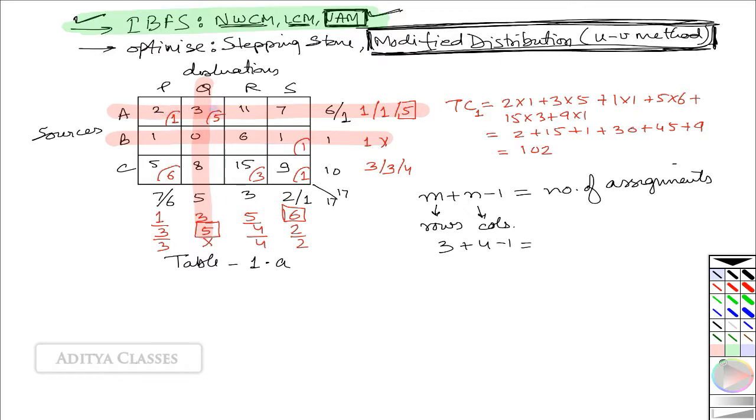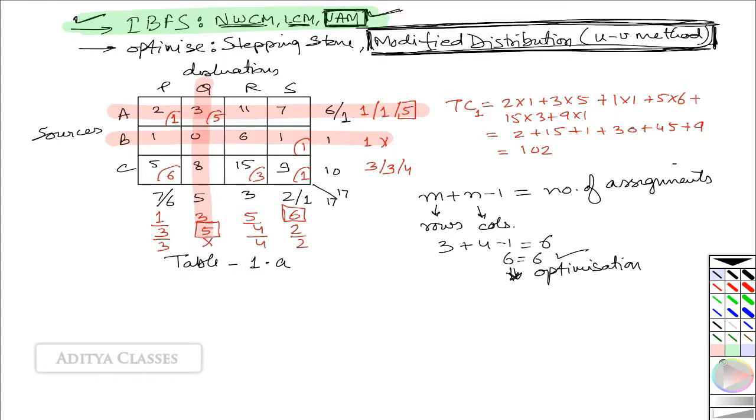How many do we have? 1, 2, 3, 4, 5 and 6. So I have 6 assignments. 3 plus 4, 7, 7 minus 1, 6. If this is equal, then I can definitely advance to my optimization. And for optimization, we have our table 1.A.